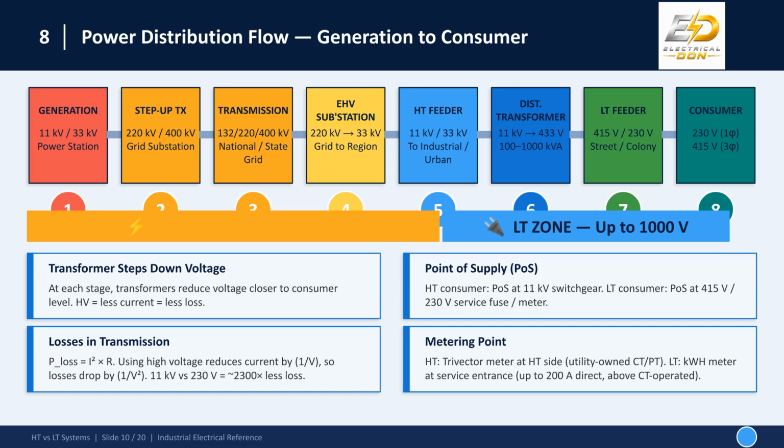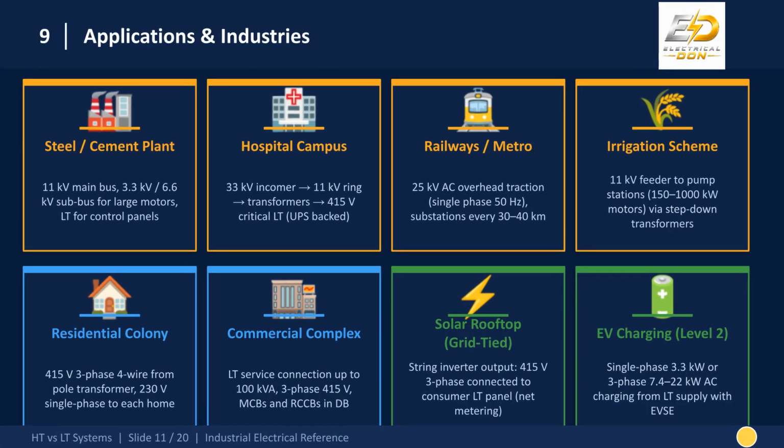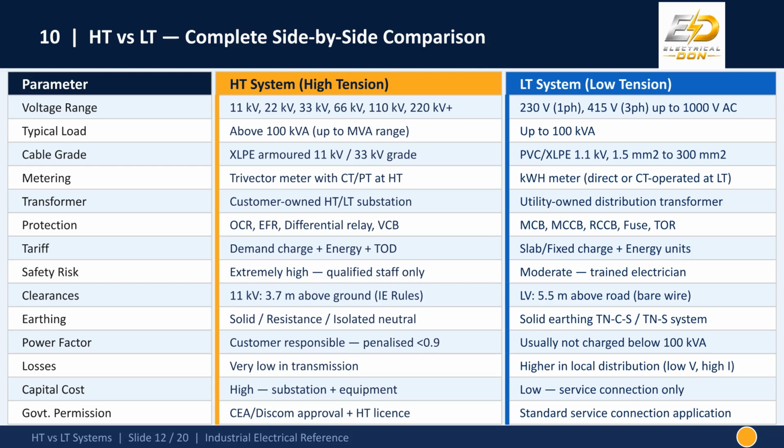Power flows through various stages, stepping down the voltage incrementally from generation at 11 or 33 kilovolts up to the consumer level at 230 or 415 volts. High voltage minimizes transmission losses. The point of supply and metering methods differ significantly between HT and LT consumers. HT applications include large industrial plants, hospitals, railways, and irrigation schemes. LT serves residential colonies, commercial complexes, grid-tied solar rooftops, and Level 2 EV charging stations, illustrating the range of uses for each system.